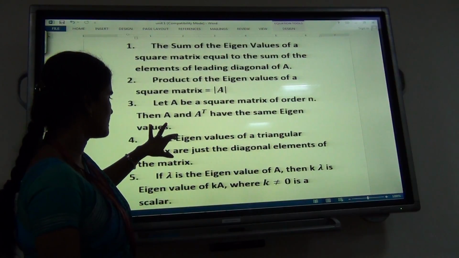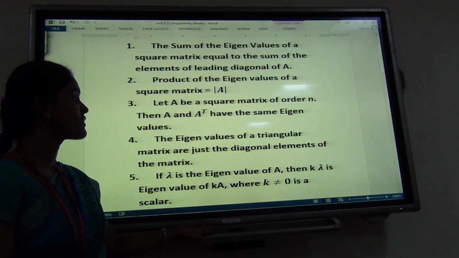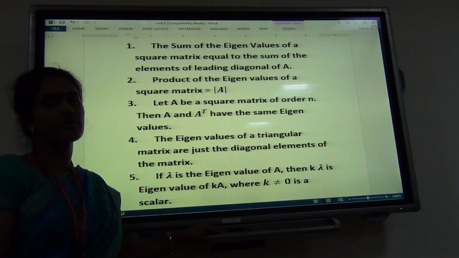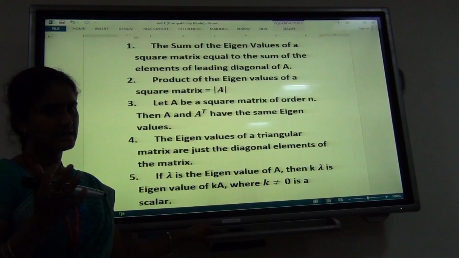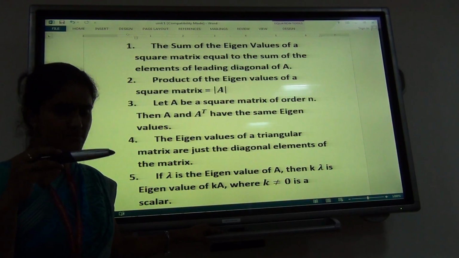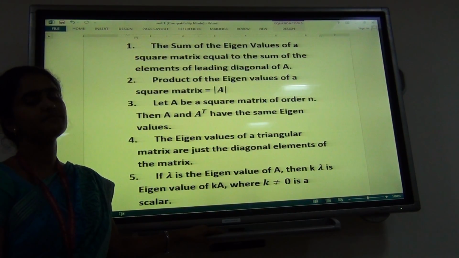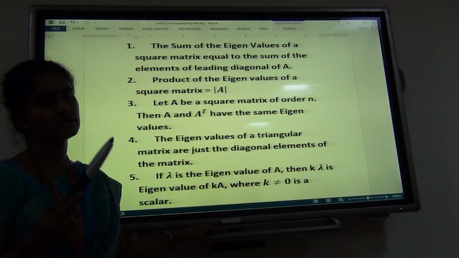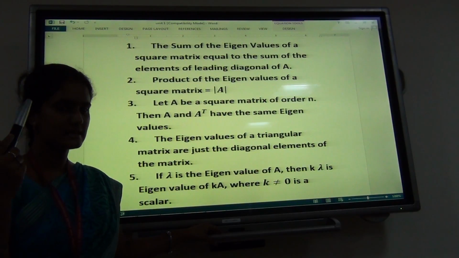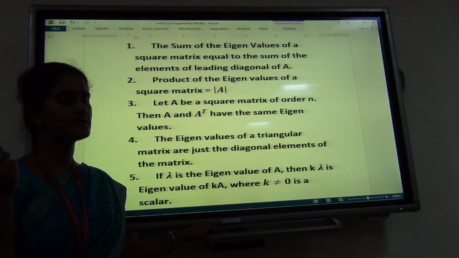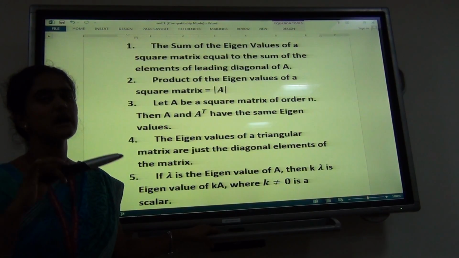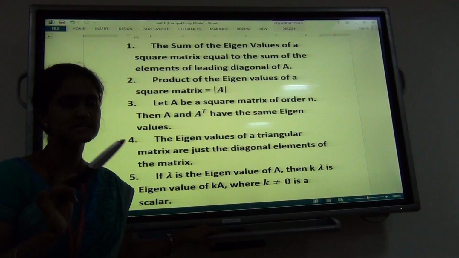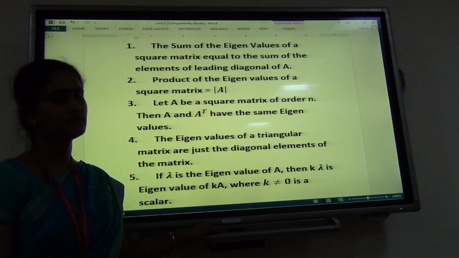And the fourth property is the eigenvalues of a triangular matrix, that is, both upper triangular and lower triangular. In that case, you can say the leading diagonal elements are nothing but the eigenvalues. In an upper triangular matrix, the leading diagonal elements are the eigenvalues, and with a lower triangular matrix also the leading diagonal elements are the eigenvalues.